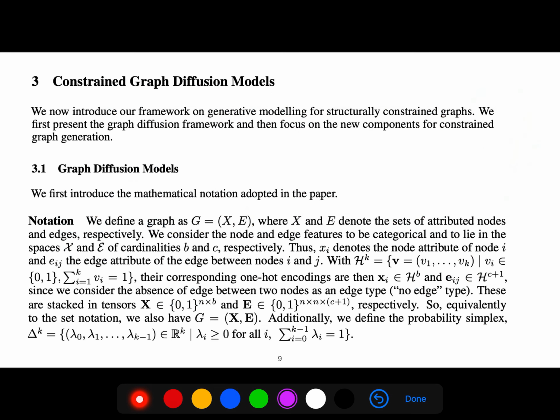And so this is notation as usual. We have stacked tensors X and E. The important thing is we consider the absence of an edge between two nodes as a no-edge type. We have seen this in many papers. They added it as a kind of type to make it more dynamic. But this is just one of the approaches, not all approaches. You can use a different approach. These are stacked in tensors, equivalent to the set notation. We define this probability simplex here, where the sum of all of them is equal to 1.